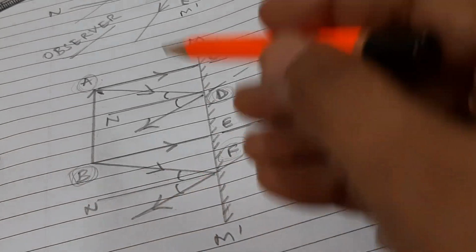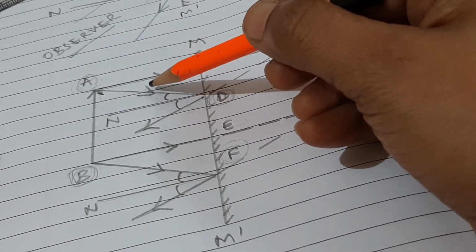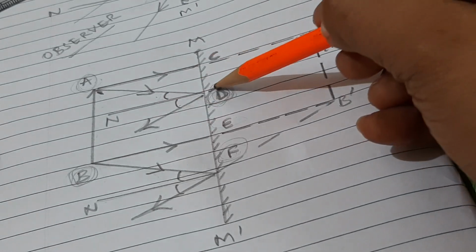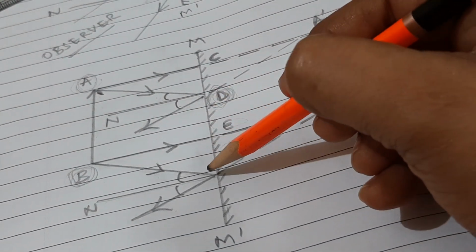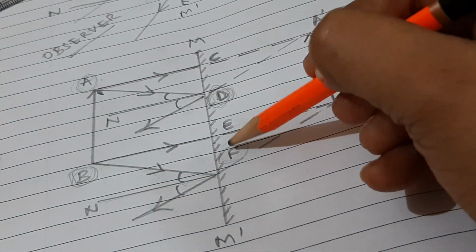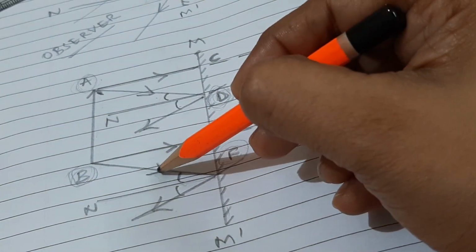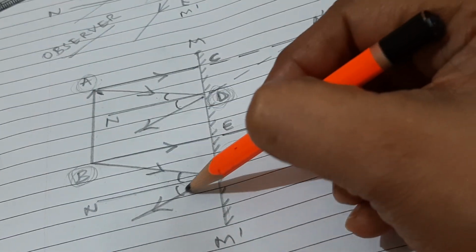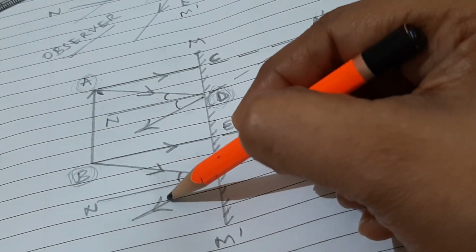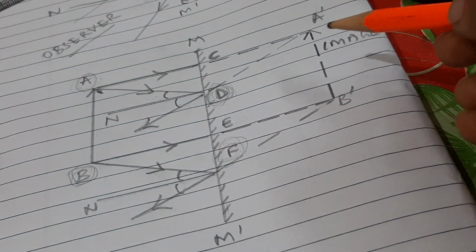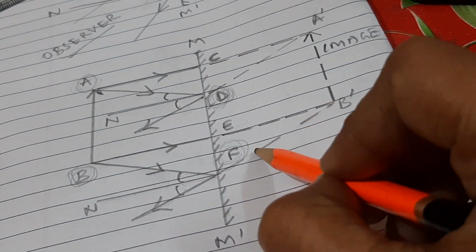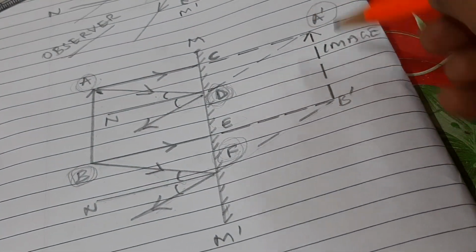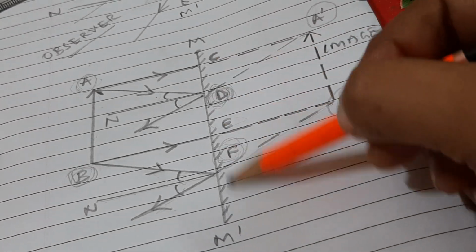So we have two angles here. There is the angle of incidence between the incident ray and the normal at the point of incidence D, and the angle of reflection between the normal and the reflected ray at the point of incidence D. We also have the angle of incidence at point of incidence F, where the incident ray makes an angle of incidence with the normal, and there is the angle of reflection between the normal and the reflected ray at point of incidence F. When we trace these reflected rays backwards, which are shown as dotted lines here, we get 2 points, A dash and B dash. These are towards the back side of the mirror.